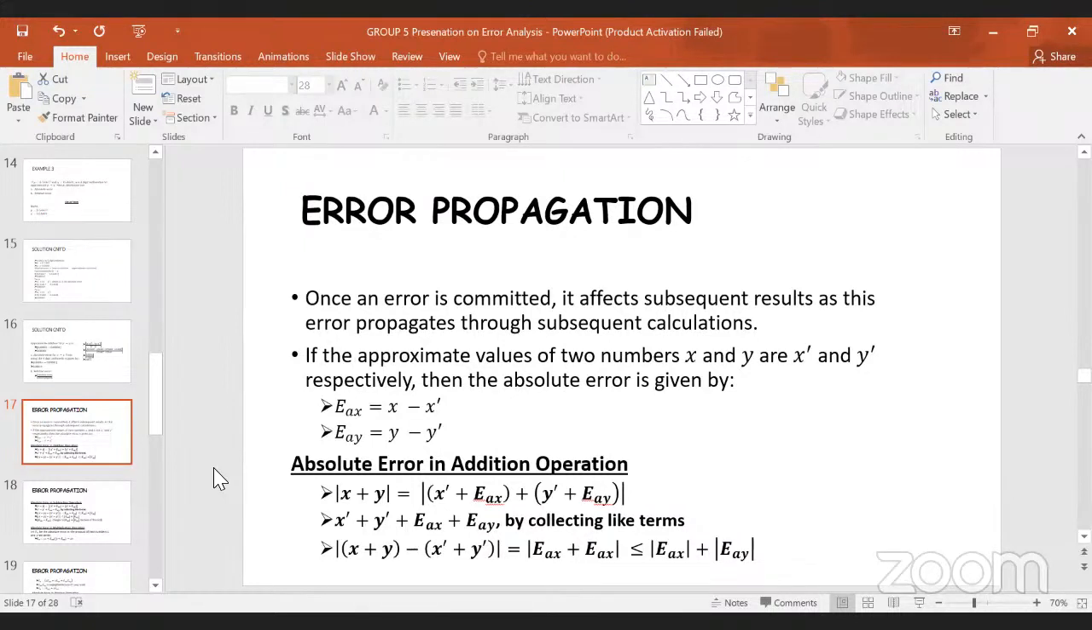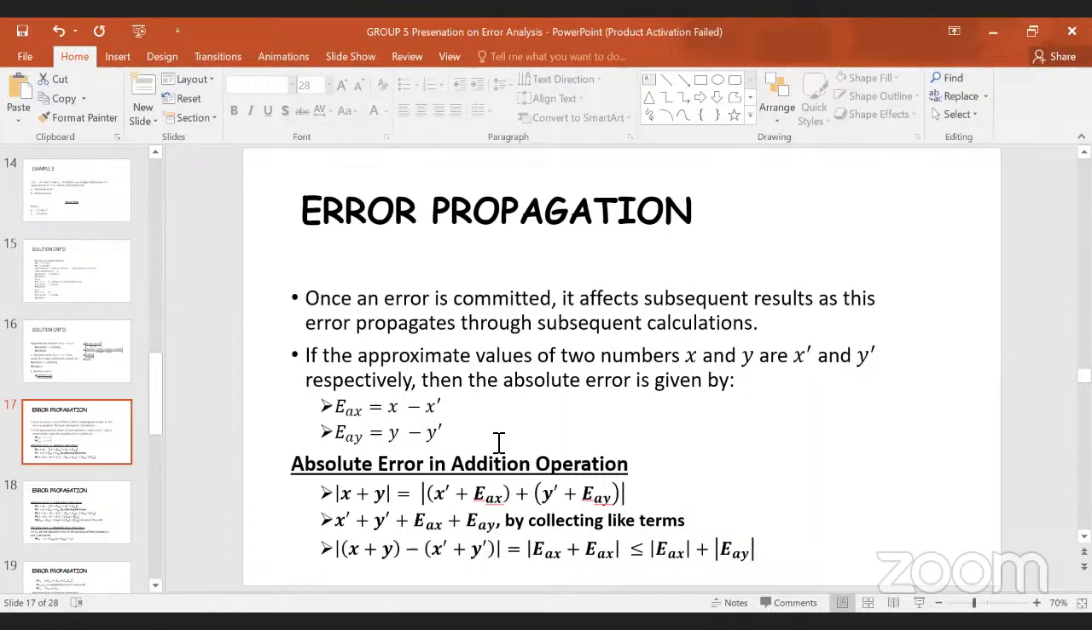Now, if the approximate values of two numbers x and y are x prime and y prime respectively, then the absolute error is given by what we are recalling here: the exact solution x minus the approximate solution x prime, and for y, the exact solution minus the approximate solution y prime. Now we have different mathematical operations: the basics, addition, subtraction, multiplication and division.